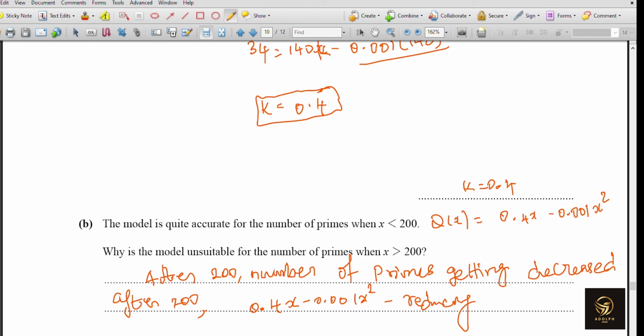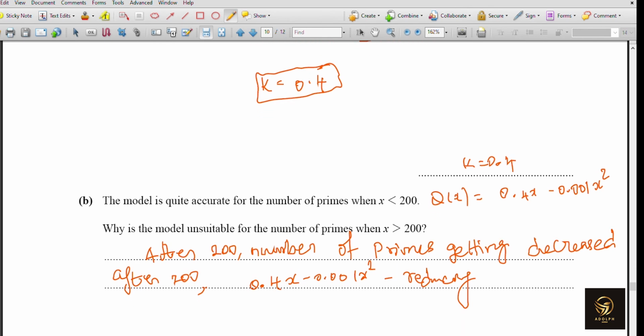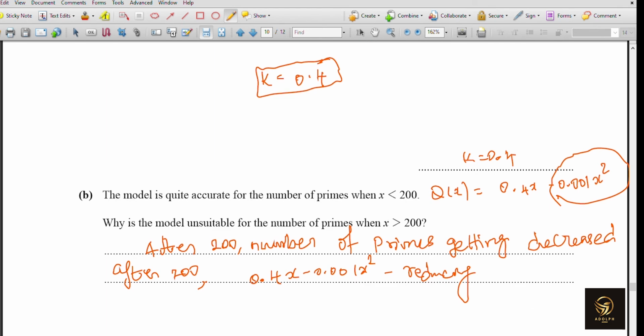You can put in one of the values and check here. Suppose you're substituting 0.4 into 205 minus 0.001 into 205 square. Actually, the number of primes has reduced to 39.975. Why is this happening? Because this term is negative. So when this value gets greater than the other, then obviously it will be reducing. So it is only possible until 200. After that, it is not possible.